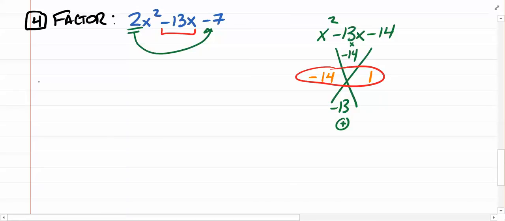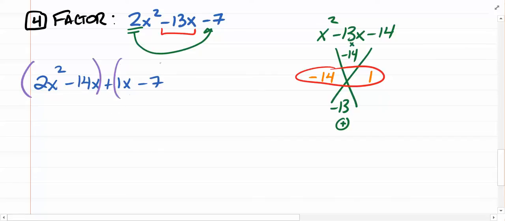So your new line becomes this, 2x squared minus 14x plus 1x minus 7. Hopefully you still see that I've traded out negative 13x's for negative 14x plus 1. They are equivalent statements. I've just split the middle term. Now I'm going to group them. I'm going to group the first two and group the last two, and factor out the GCF of this term and factor out the GCF of this term.